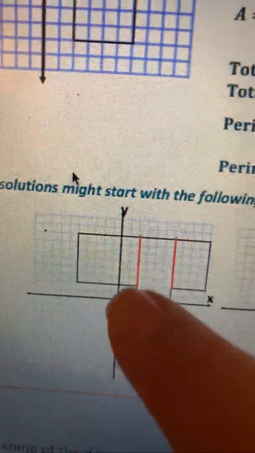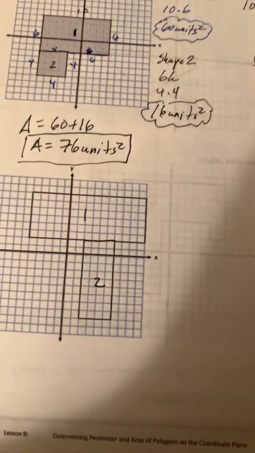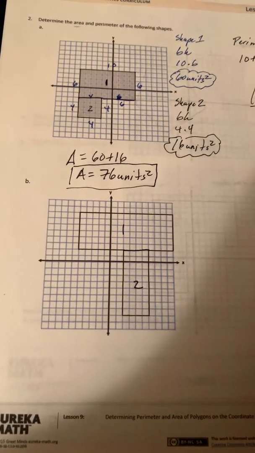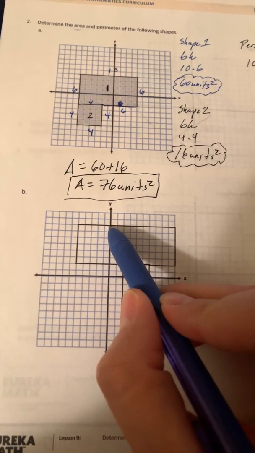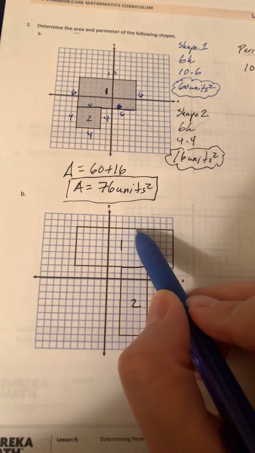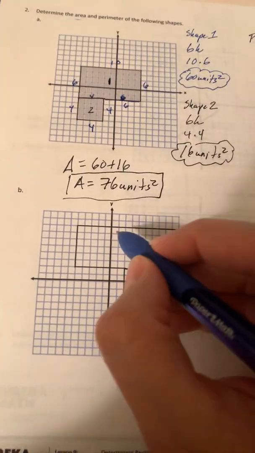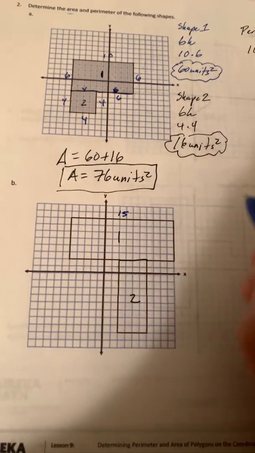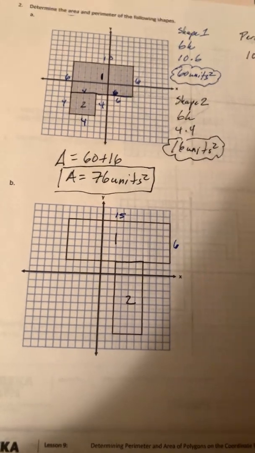Okay, do you prefer this method or this one? It's really up to you. Okay, there's different ways to do this. So let's see. I'm gonna focus on the area first. And let's count the distance, the base, and the height. So that's 1, 2, 3, 4, 5, 6, 7, 8, 9, 10, 11, 12, 13, 14, 15. Okay, so that's 15 by 1, 2, 3, 4, 5, 6. So it's a 15 by 6.